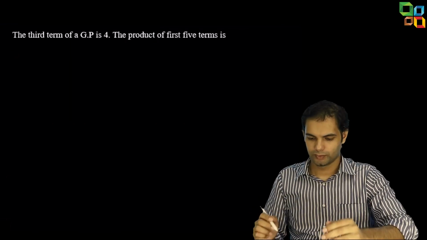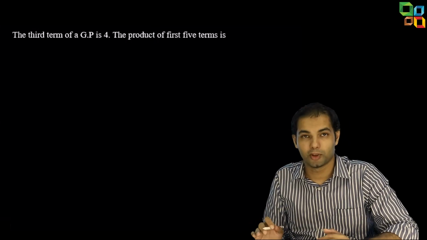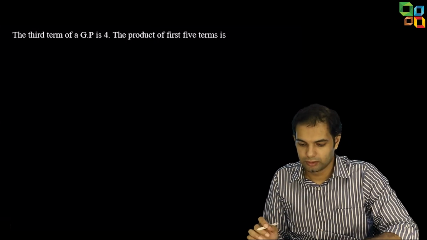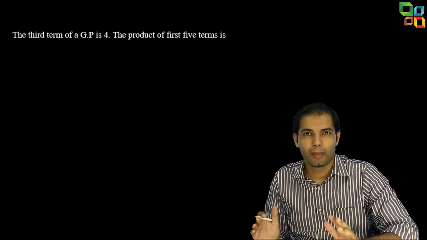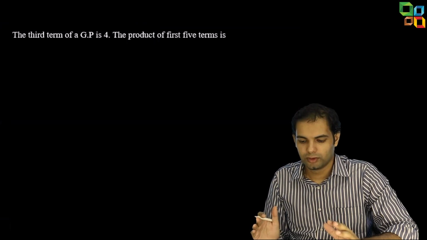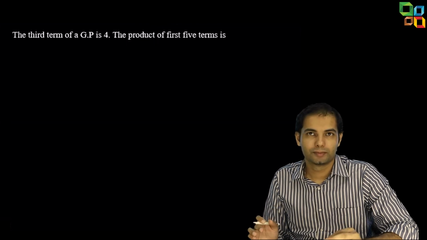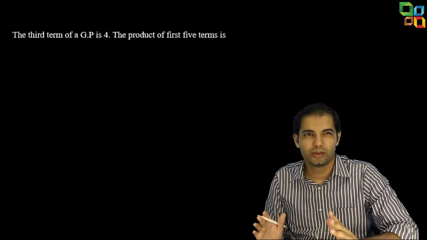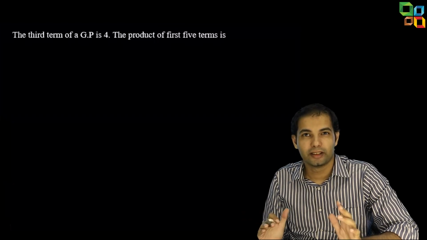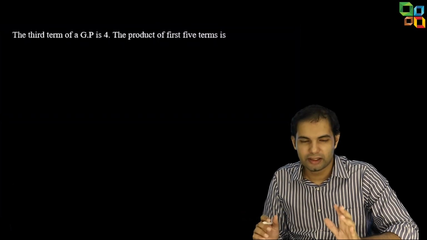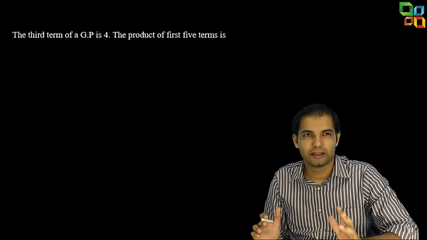Okay. For the next problem, I just want to complete it. The third term is 4. Fine. The third term is 4. Find the product of the first 5 terms. I think a similar concept was used in arithmetic progression, right? I think we had taken 3 terms as a minus d, a and a plus d, something like that.